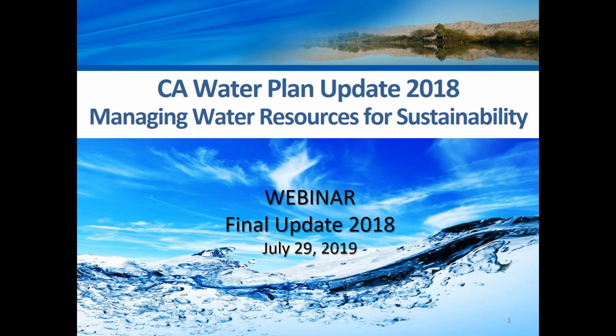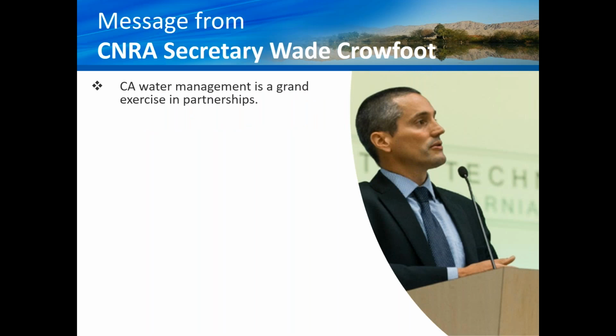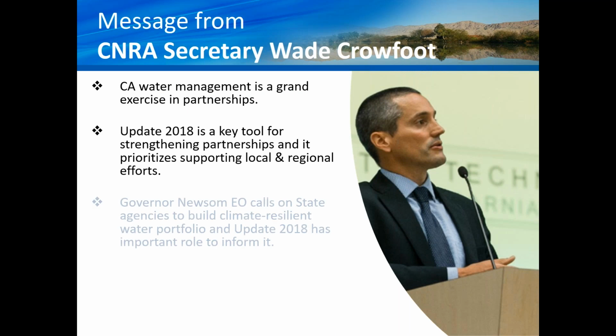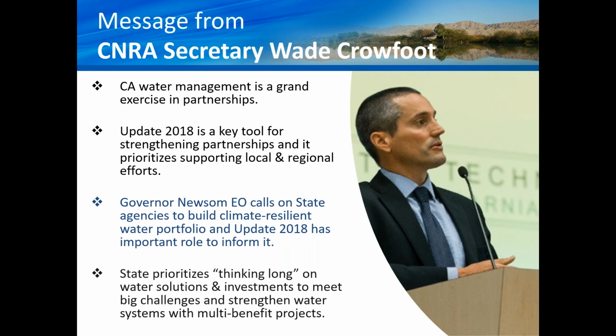So what I'm going to do is just hit on the messages of Secretary Wade Crowfoot and Director Carla Namath. This is at the beginning of the water plan update. And then Bianca Sievers, who's the policy advisor to Director Namath, will give you an overview on the executive order directing state agencies to develop a water resilience portfolio and an update of where we are on that process. And Bianca, because she's traveling, will be joining us virtually online.